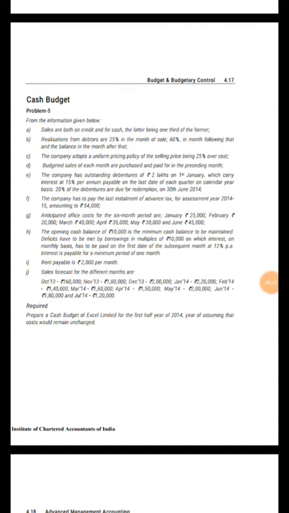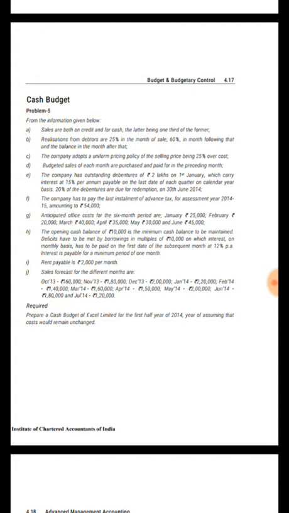Okay, budget and budgetary control. Cash budget. Question number 5. From the information given below, sales are both on credit and for cash, the latter being 1/3 of the former. That means if credit sales is 75%, cash sale is 25%.